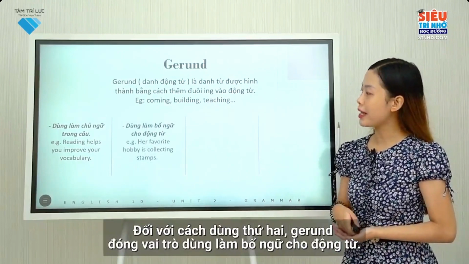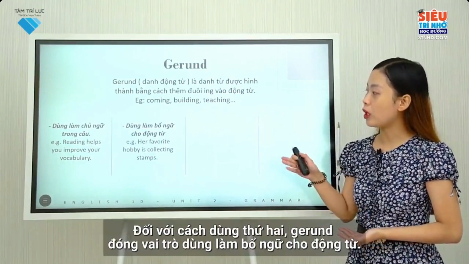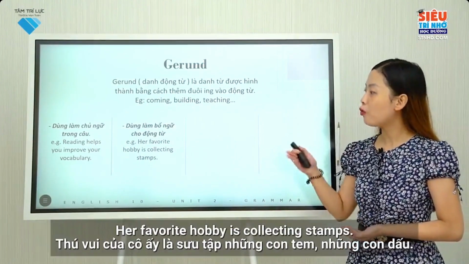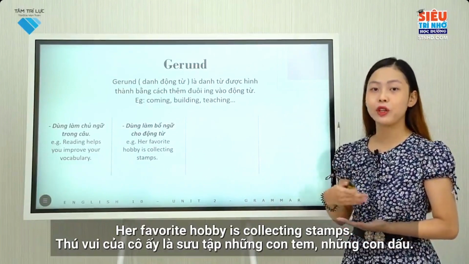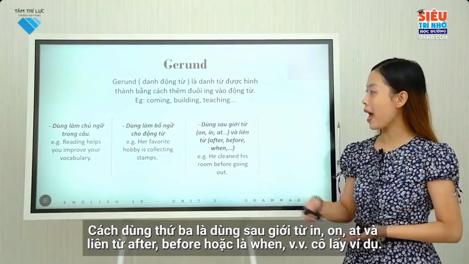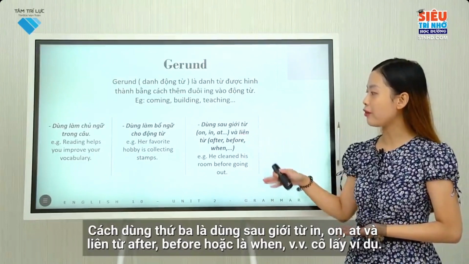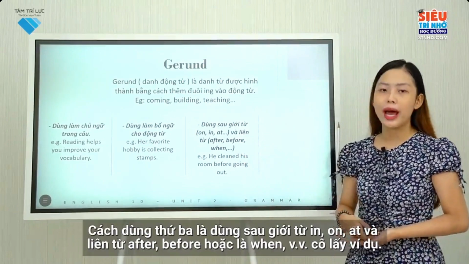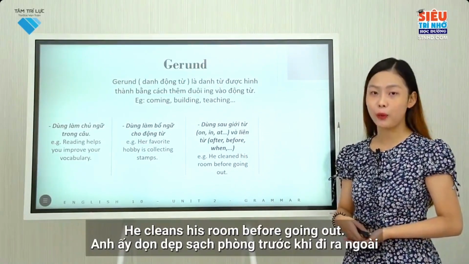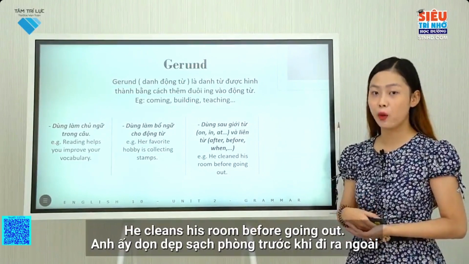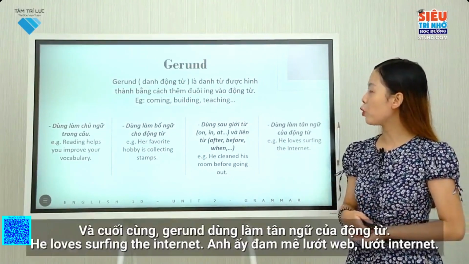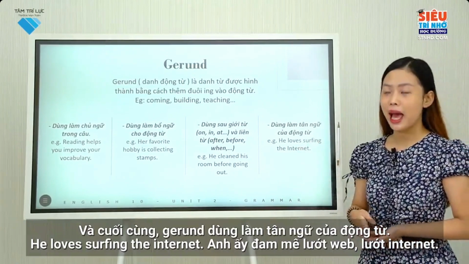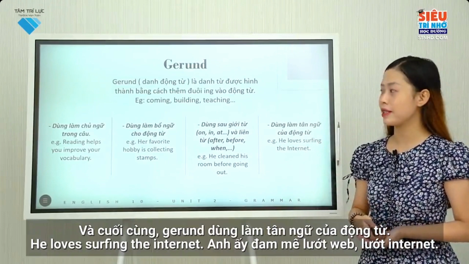Second, a gerund acts as a verb complement. Her favorite hobby is collecting stamps. It means she likes collecting stamps as a hobby. Third, a gerund is placed after prepositions such as in, on, at, and after conjunctions such as after, before, or when, etc. For example, he cleans his room before going out. It means he finishes cleaning his room before he goes out. And finally, a gerund is used as an object of the verb. He loves surfing the internet. It means he likes surfing the internet very much.